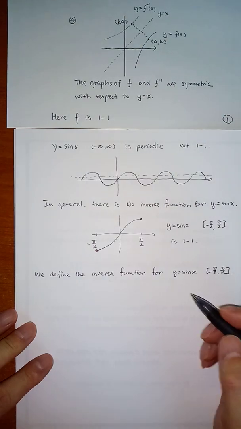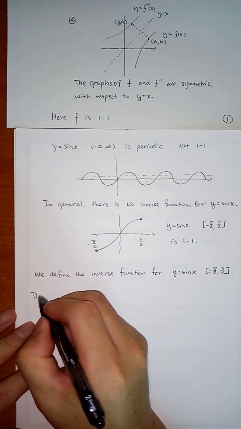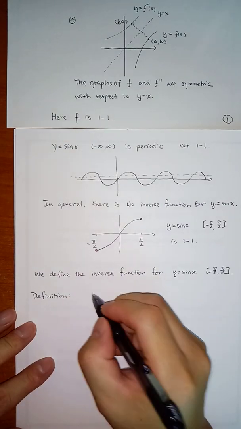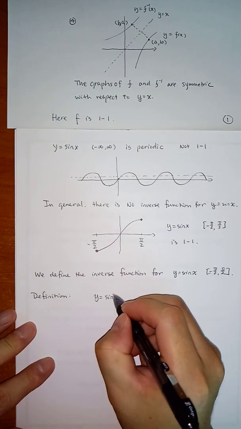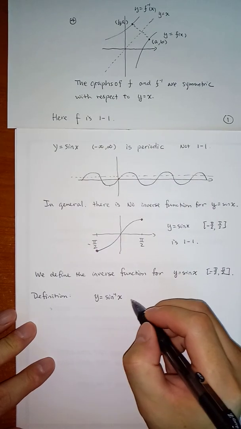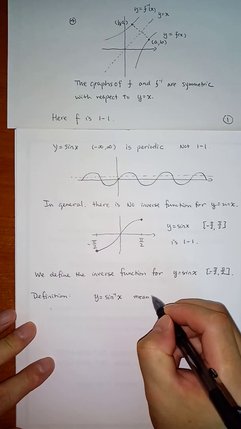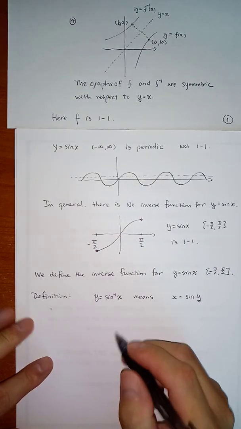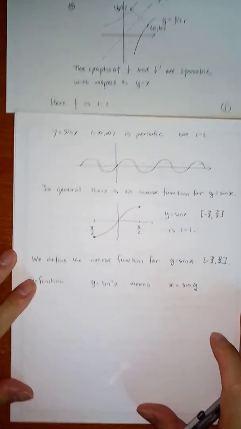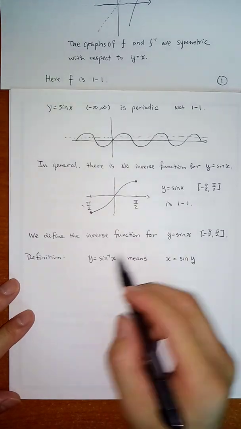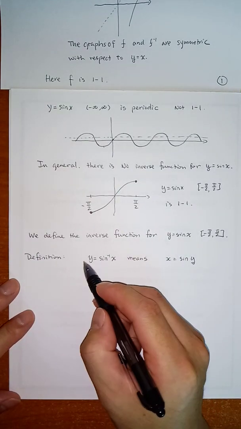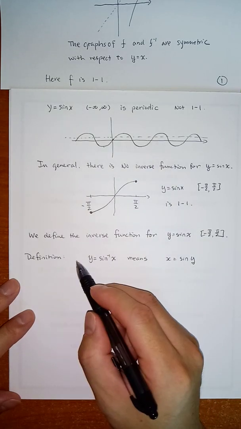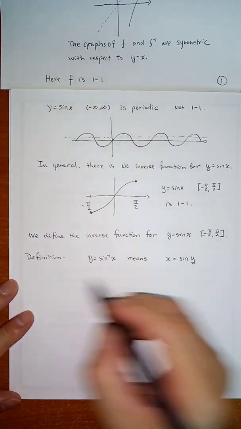Okay, so let's see the definition. We define y equal to sine inverse of x. It means x is sine of y. It's the definition of an inverse function. Why is it sine inverse of x? You move this function to the left side, and when you move to the left side, you change the inverse to the original function.